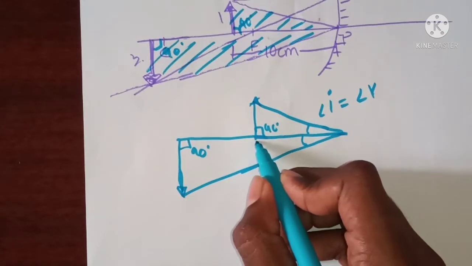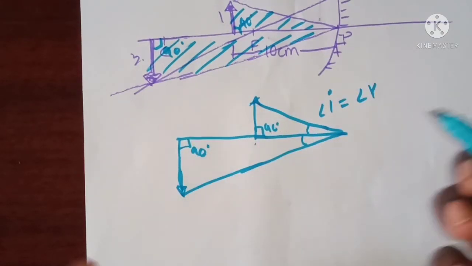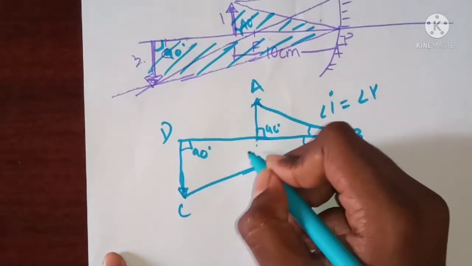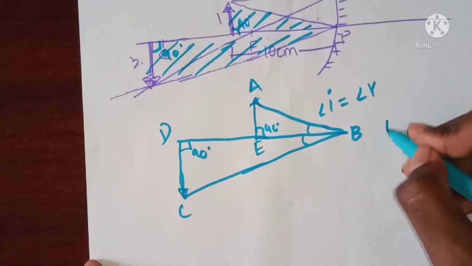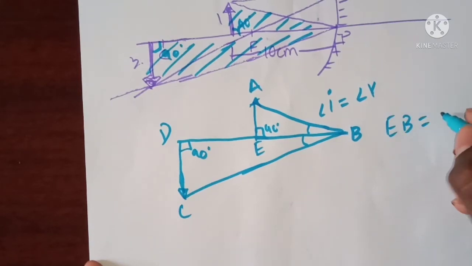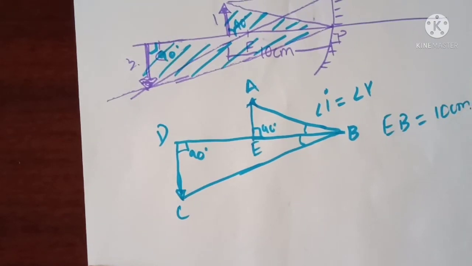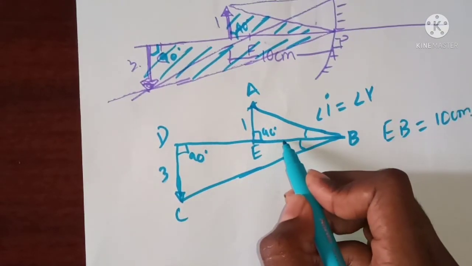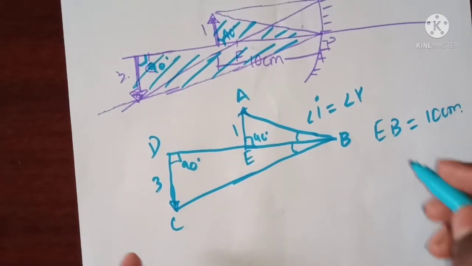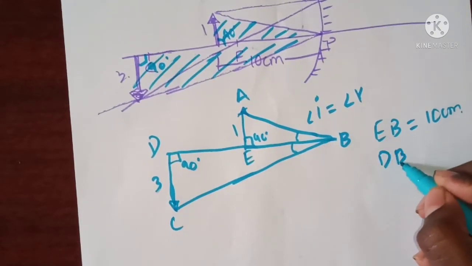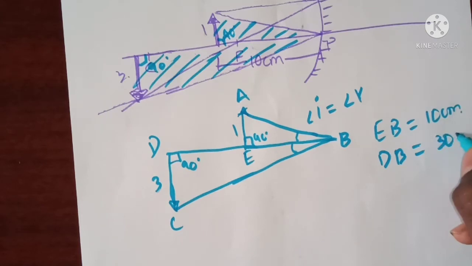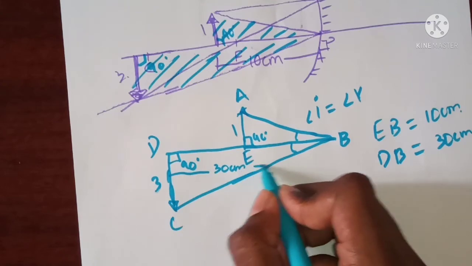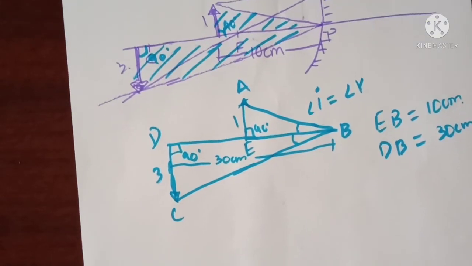So let's give names to the triangles. That is EB is equal to 10 centimeter. So if this is 3, this is 1, which means when this is 10, DB will definitely be equal to 30 centimeter. This is a simple geometric proof.